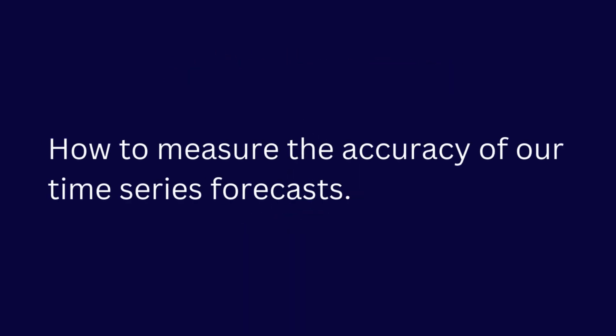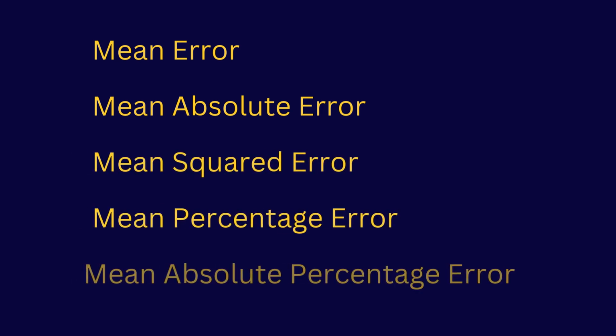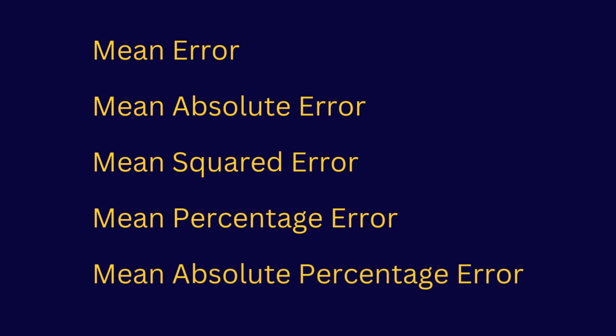Today we are going to explore how to measure the accuracy of our time series forecast. We will be working with a small dataset to demonstrate the most common forecast error metrics, including mean error, mean absolute error, mean squared error, mean percentage error, and mean absolute percentage error. I'll show you the formulas and then we will calculate them step by step using this data.